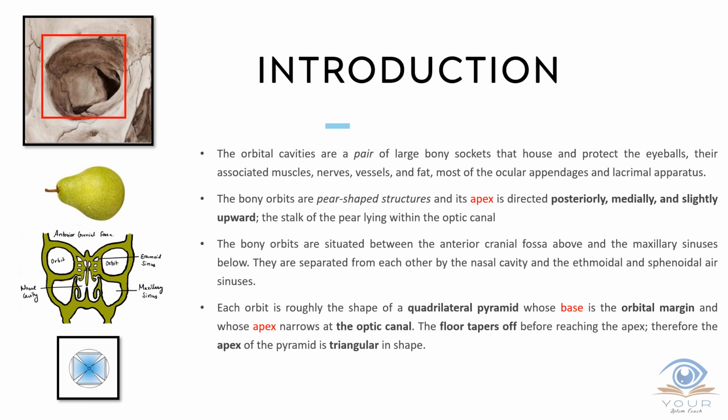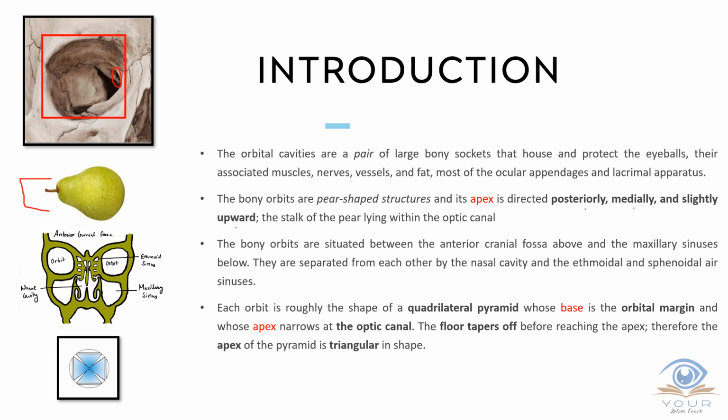So the orbital cavities are a pair of large bony sockets that house and protect the eyeballs, their associated muscles, nerves, vessels, and fat, and most of the ocular appendages and lacrimal apparatus. The bony orbits are a pear-shaped structure, and its apex, which is this part, is directed posteriorly, medially, and slightly upward. So this is an MCQ point. The stalk of the pear lies within the optic canal. This is the optic canal.